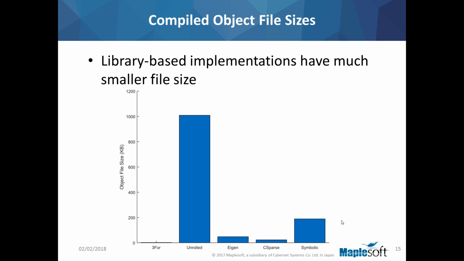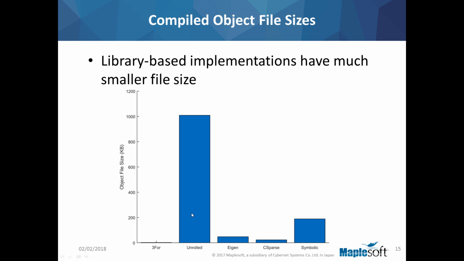The last metric is the compiled object file sizes. So the triple for loop was something that you would see in a numeric library, and the Eigen and C-sparse were sparse matrix libraries. So they all have a very small code size because the code is very small, but it's very generic. So those are just tiny numbers.